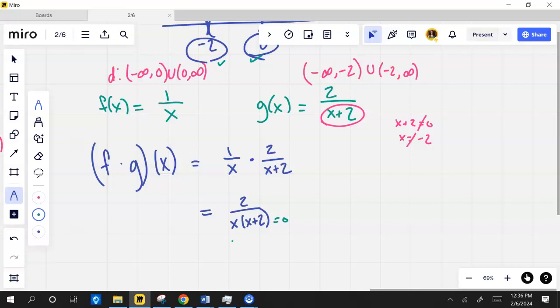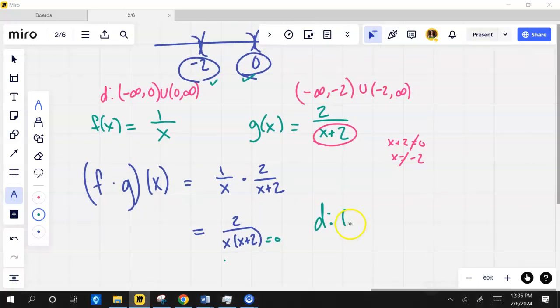That's correct. So for this one, the domain is just the combined domain, which is negative infinity to negative 2, negative 2 to 0, 0 to infinity. Does that make sense?